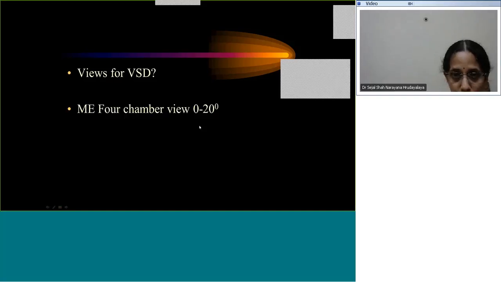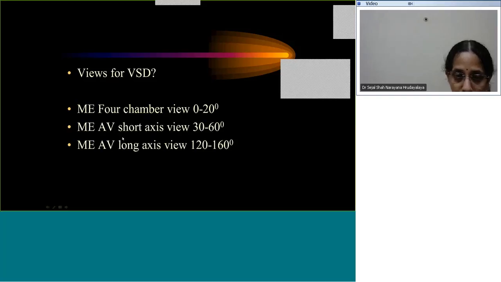So the mid-esophageal four-chamber view will give us the inlet VSD, the mid and the lower VSDs in the muscular septum, and also the apical VSDs. When we go to the aortic valve short axis, we will see the membranous defect and even the outlet VSDs. In the long axis view, we will see the perimembranous outlet VSDs and also the rest of the muscular VSDs which are at the level of the aortic valve.